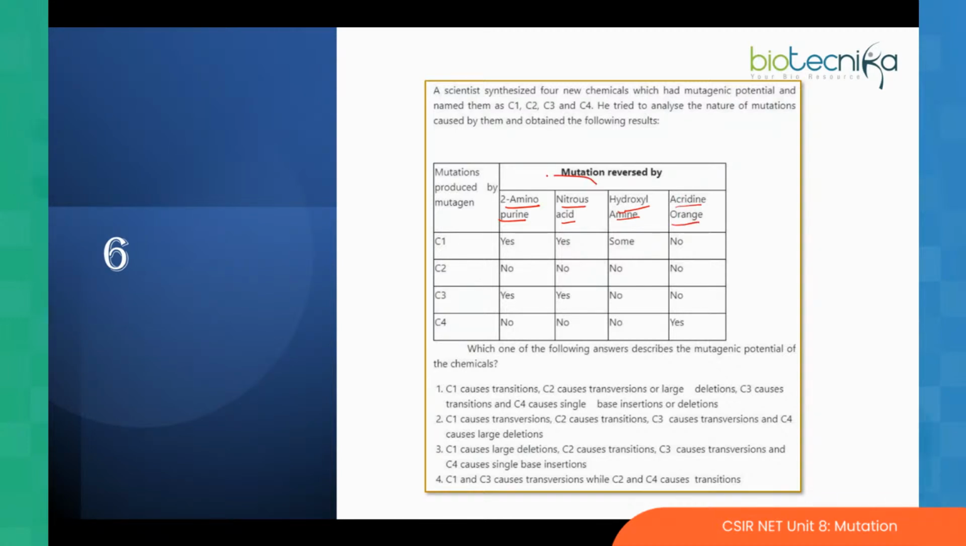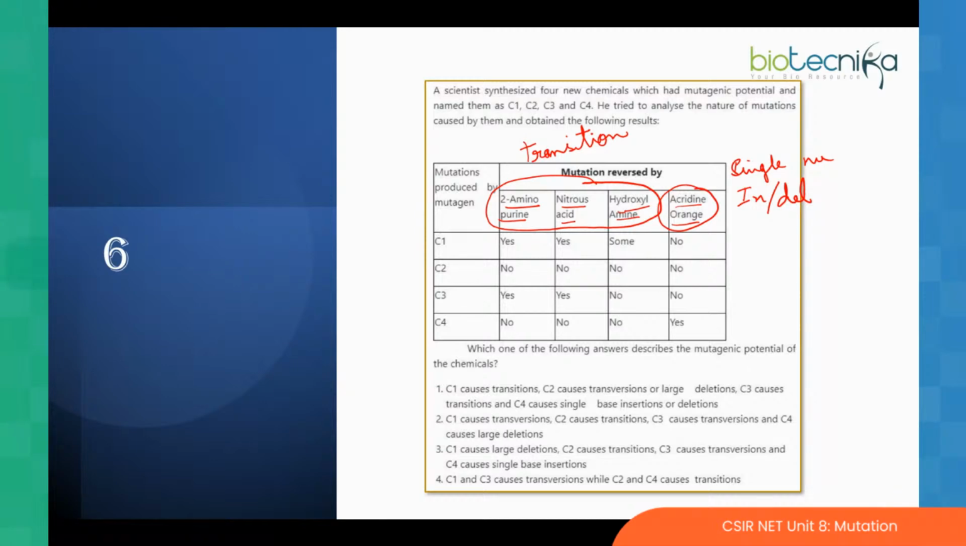Now, all three of these result in transition. They cause transition mutation. So basically, any mutation which is getting reversed by these three mutagens means it is a transition mutation. Acridine orange results in single nucleotide insertion or deletion. So any mutation that is getting reversed by acridine orange will be either a single nucleotide insertion or deletion.